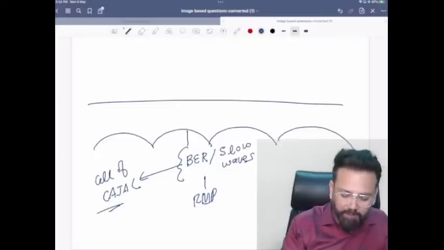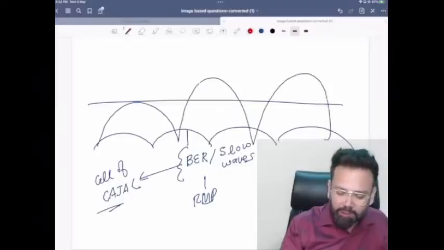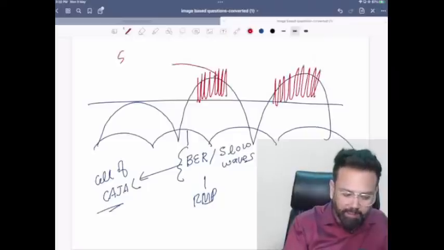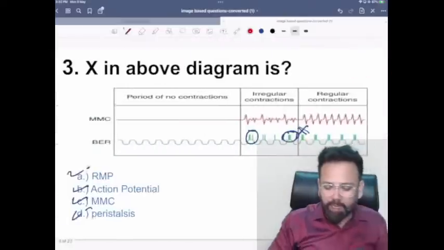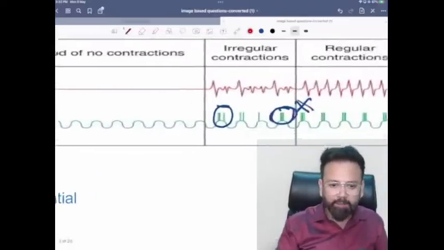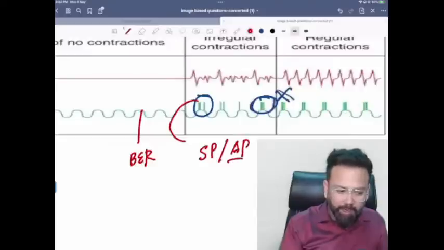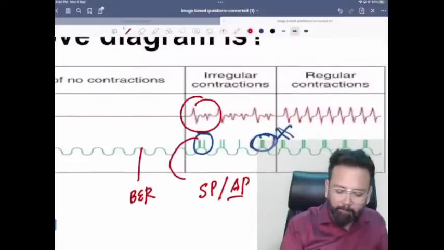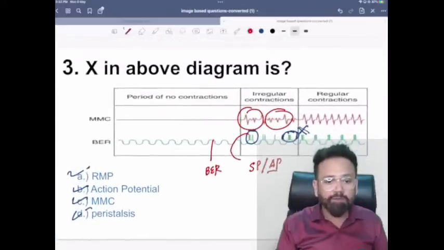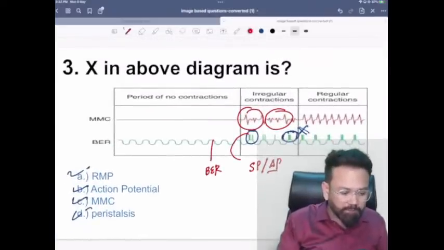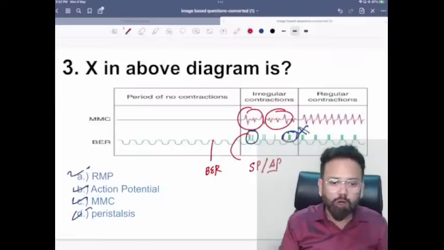But only when there is a stretch, they will start rising like this, and when they touch the threshold, there will be spike potential, which will cause peristalsis. This is also the action potential. So in the above diagram, you will see that RMP, these are your basic electric rhythm, and these are your spike potential, or you can say action potential. Only when there is action potential, there will be mechanical contraction. So when slow waves are converted into action potential, they will cause migratory motor complex or peristalsis, any mechanical activity.